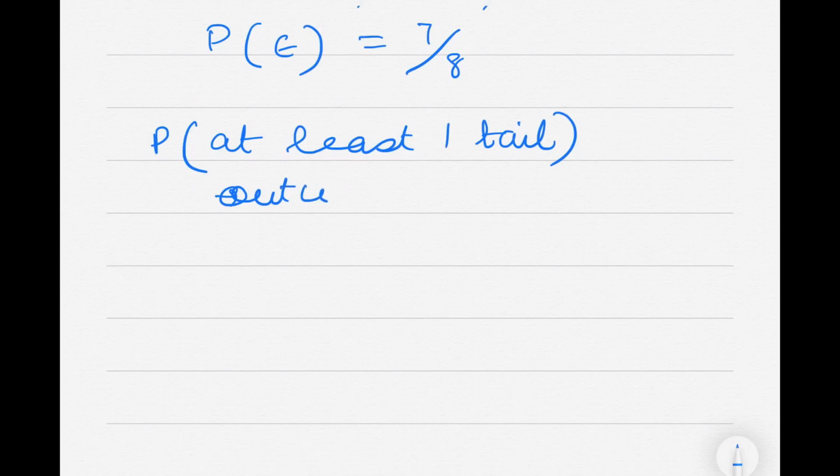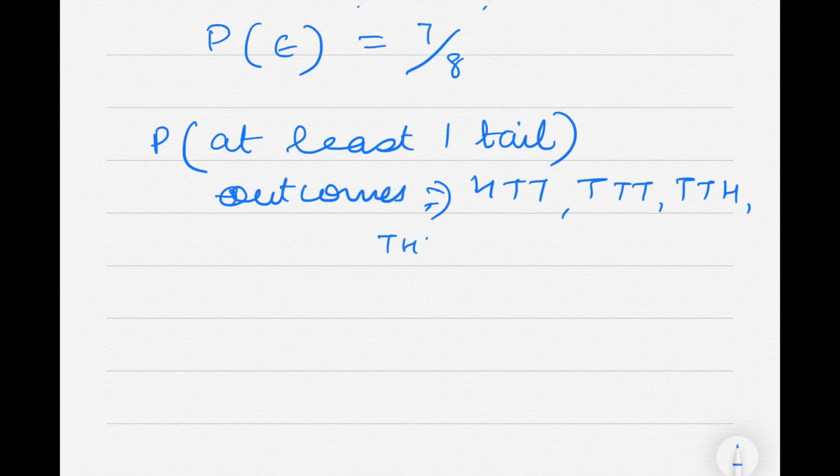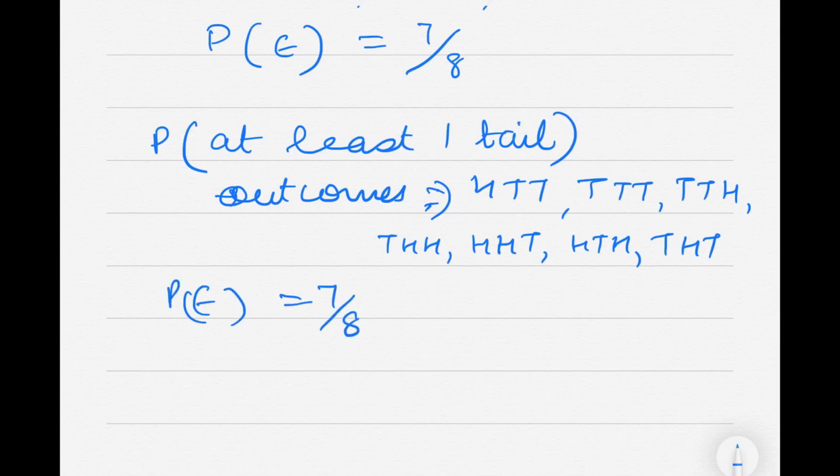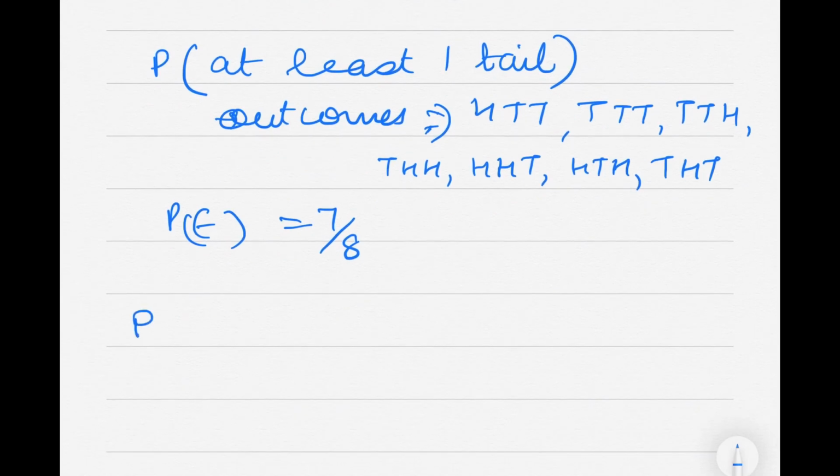Okay, let me write down my outcomes. It can have more than one tail, at least one tail, right? So the outcomes are head, tail, tail, tail, tail, tail, head, then I have tail, head, head, then head, head, tail, head, tail, head, and tail, head, tail. So again these are my 7 outcomes, so the probability of this event will be equal to 7 by 8.